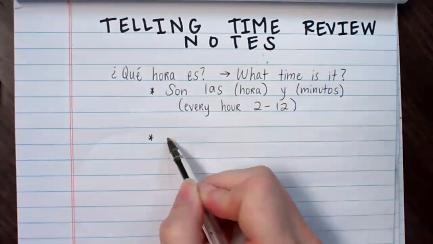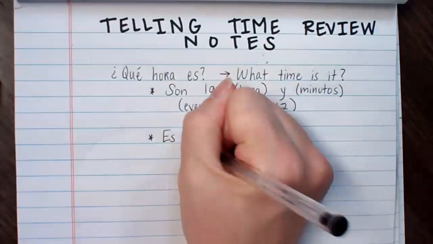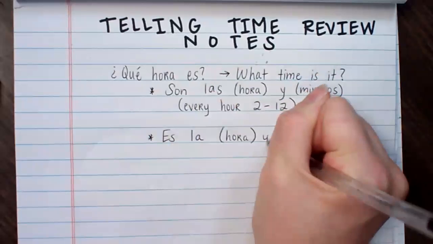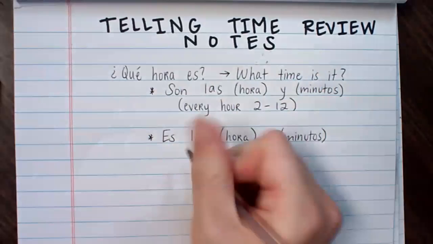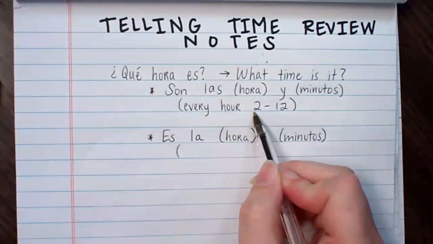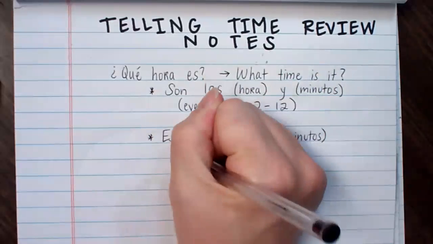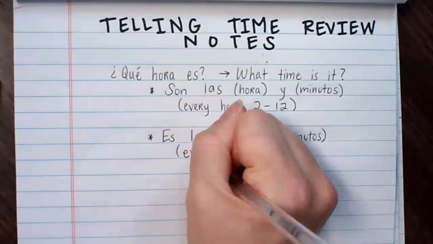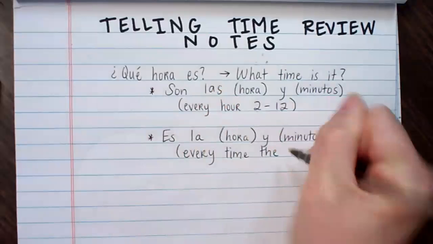And then our second option is es la. And then we're going to have la hora y minutos también. So this is obviously going to encompass the 1 hour that is left out from this first formula. So this is going to be every time the hour is 1.